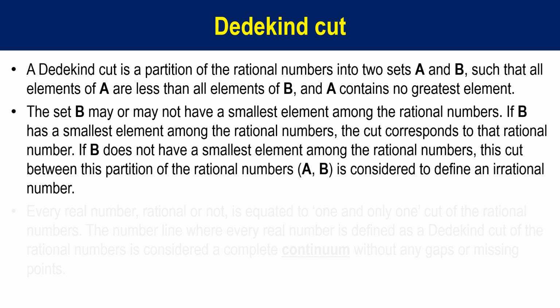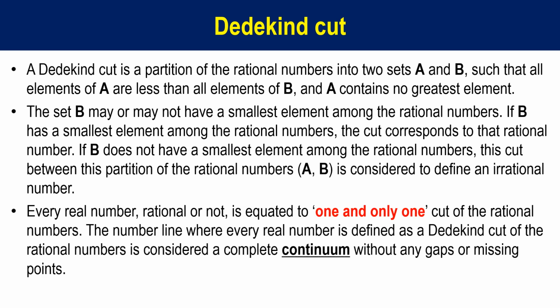If B does not have a smallest element among the rational numbers, this cut, this partition of rational numbers into A and B, is considered to define an irrational number. Every real number, rational or not, is equated to one and only one cut of the rational numbers.